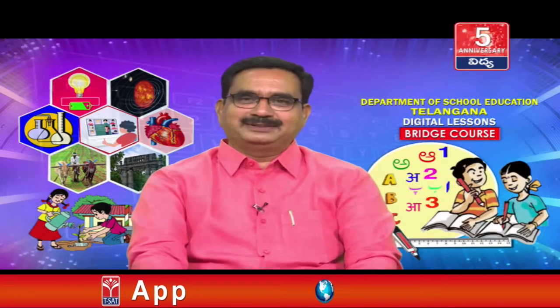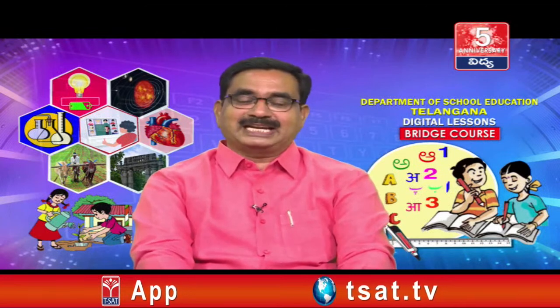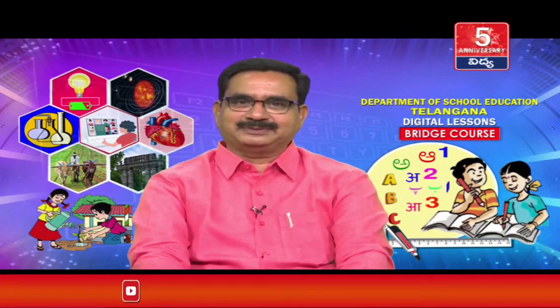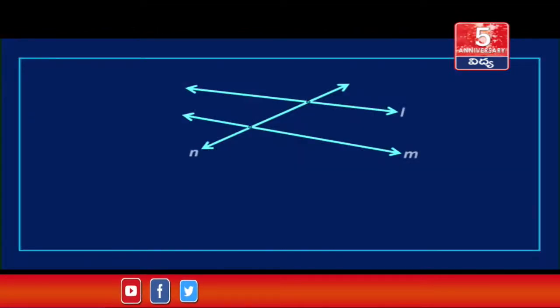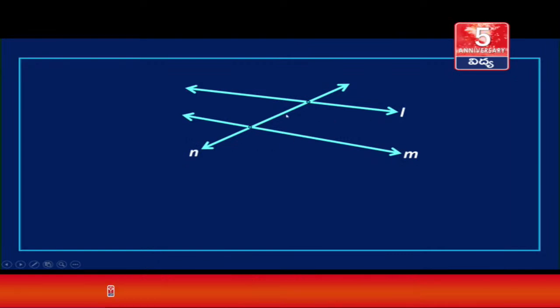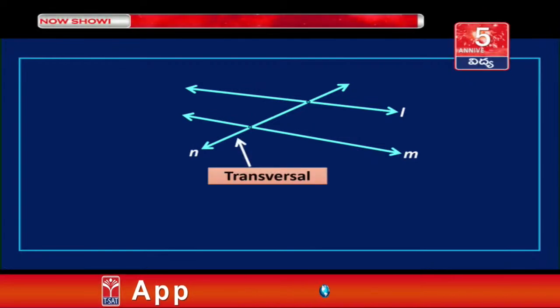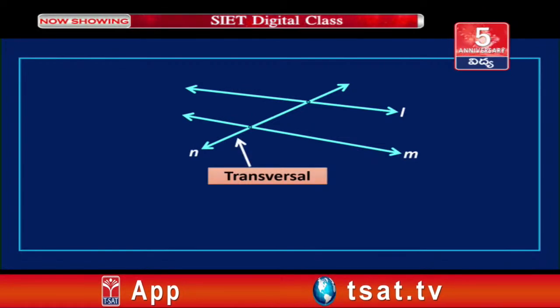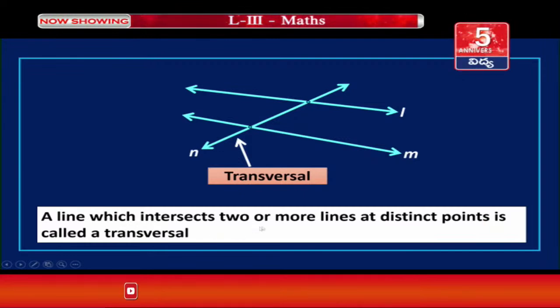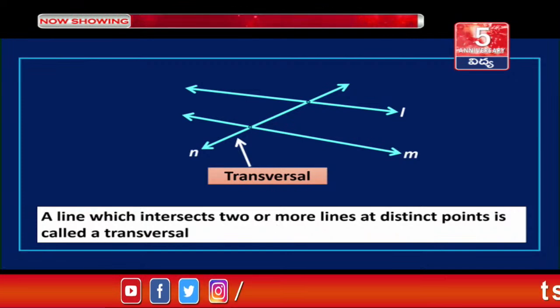Now let us learn transversal and angles made by the transversal. Look at the slide. Here L, M are two lines, N intersecting in different points, therefore it is called a transversal. A line which intersects two or more lines at distinct points is called a transversal.